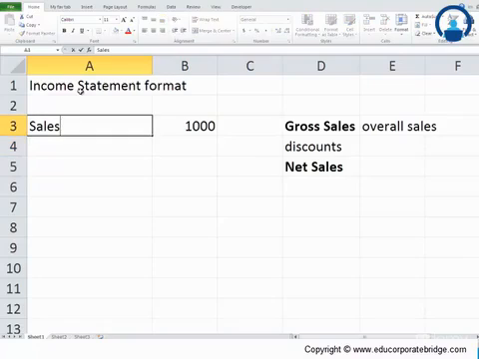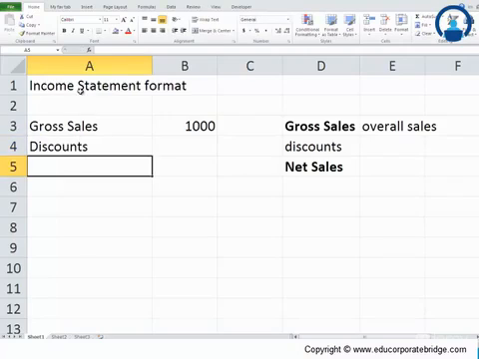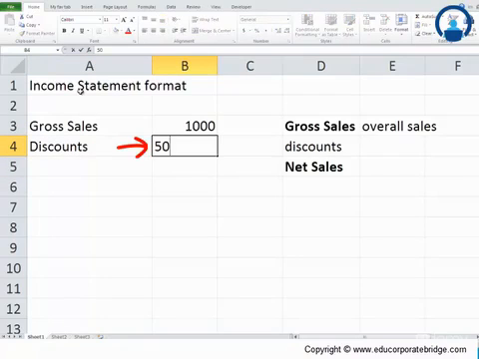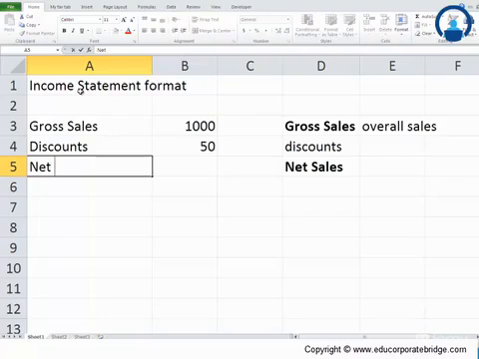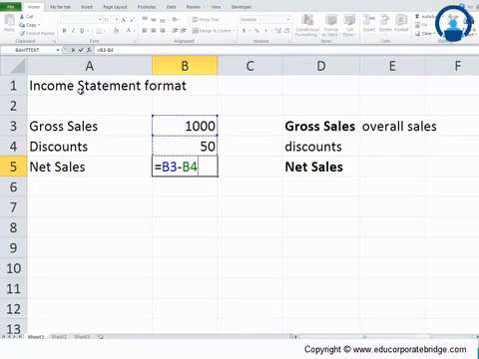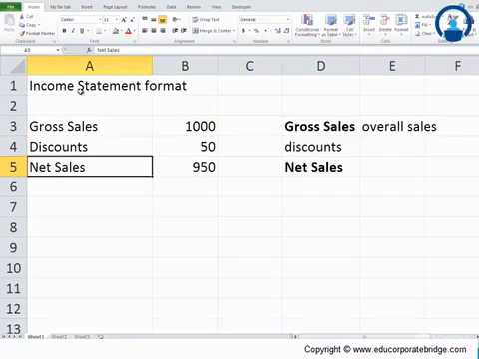So let us term our sales as gross sales here, and let's assume that the associated discounts here is 50, so that we arrive at the term called net sales, which is 1000 minus $50, which is $950. You need to remember that sales is the amount charged for the delivery of the goods and the services, and this company has effectively brought $950 into the system.